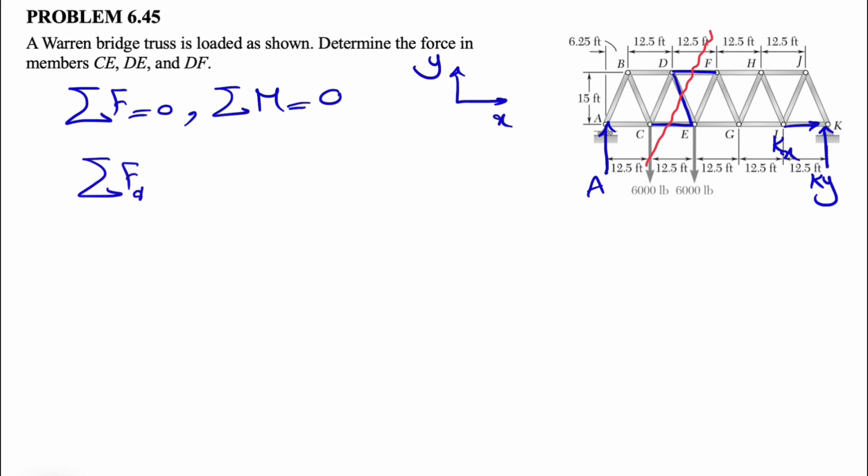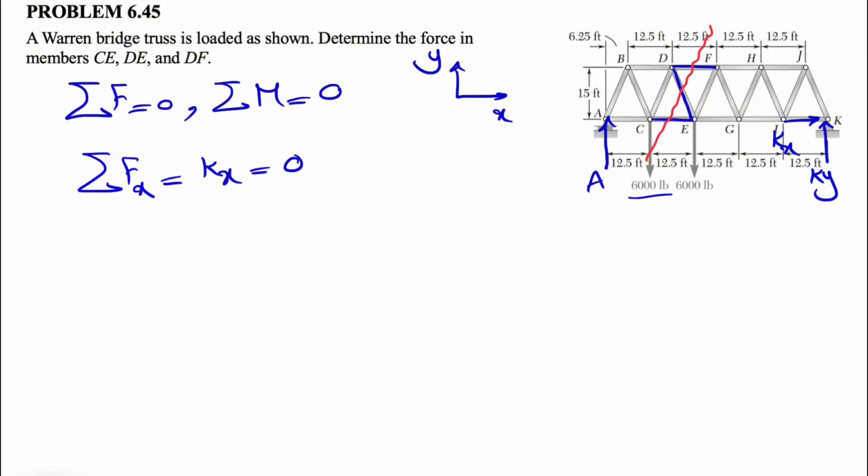Here we're going to start with sum of all forces in x direction. The only force in x is Kx, which means this force is 0. One thing we need to keep in mind is that although the truss by itself without the loading is symmetrical, the loads are not symmetrical. We have a 6,000 pounds force at point C, so the truss is not symmetrical, and our Ay will not be the same as Ky. So in that case, we're going to go with our moment equation. We can do it at either point A or K. That way we can get rid of one of the unknowns.